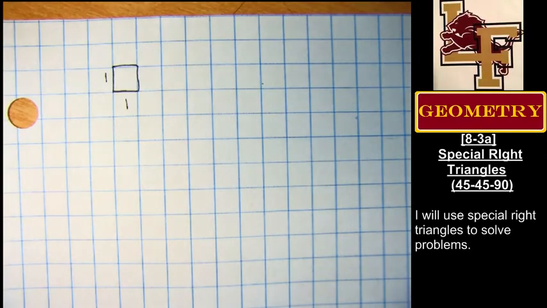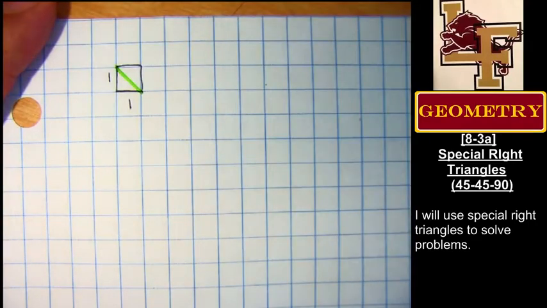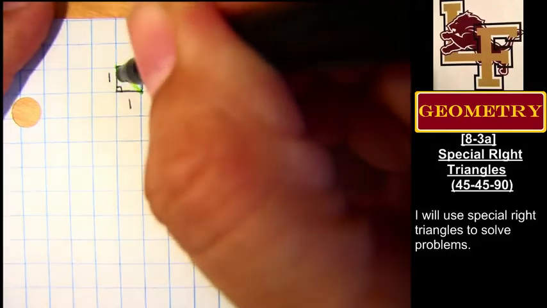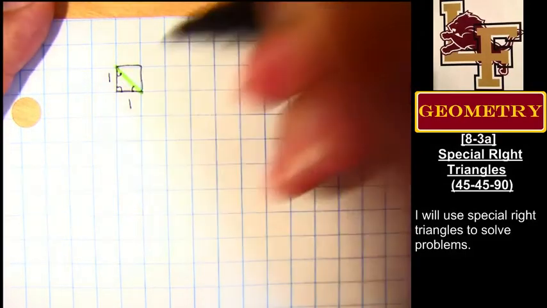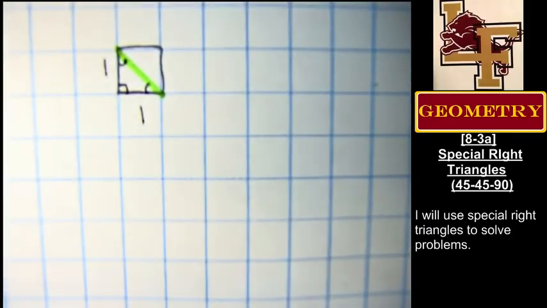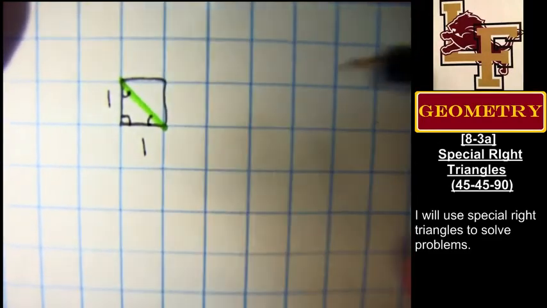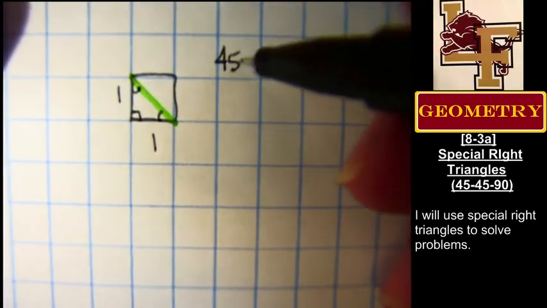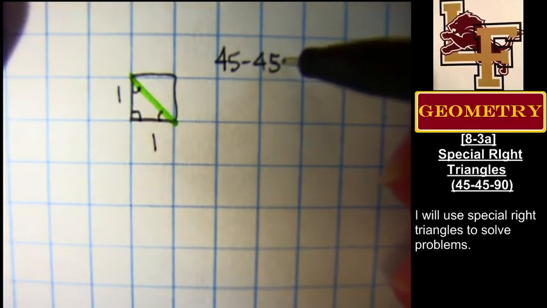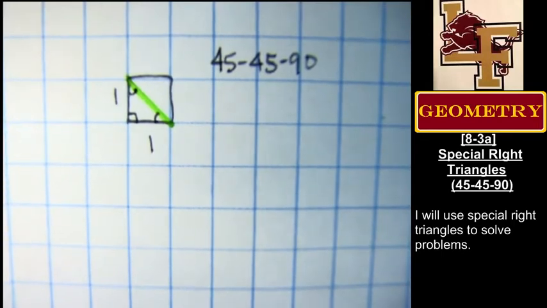If I draw a diagonal, which is a line corner to corner, I end up with a right triangle with congruent angles here and here. Those angles are 45 degrees each, which makes this a 45, 45, 90 right triangle. That's how you'll typically see this written: 45, 45, 90.